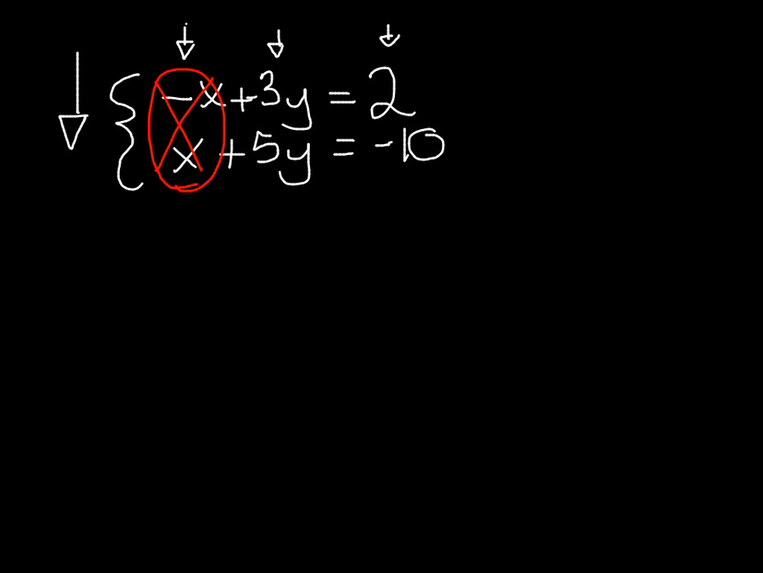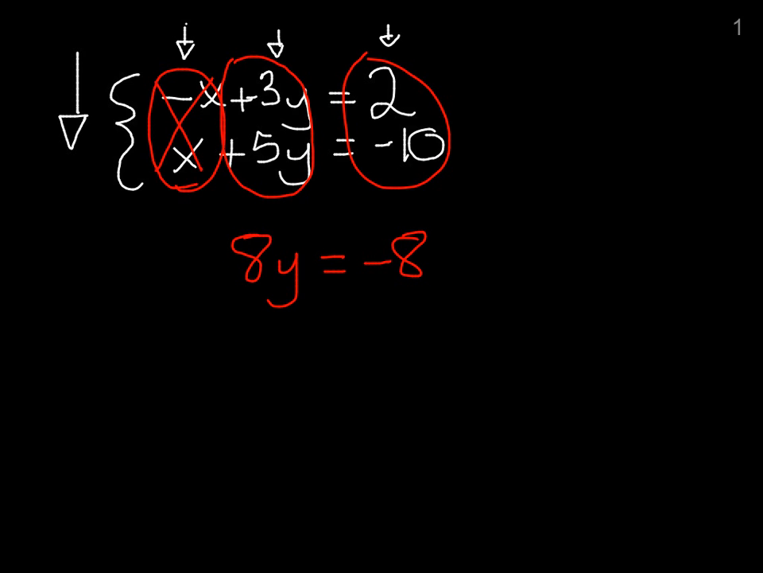And then we add this column, so 3y plus 5y is 8y. And then we add this column, 2 minus 10 is negative 8. And then we solve for y. So we divide them both by 8. And so y equals negative 1. So I'll put that in my ordered pair, negative 1.